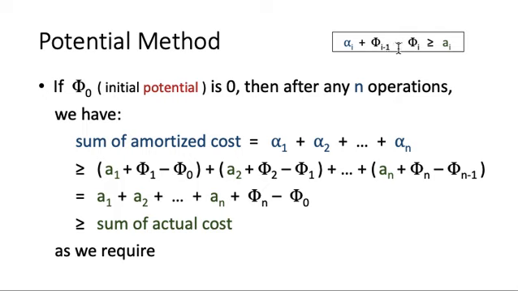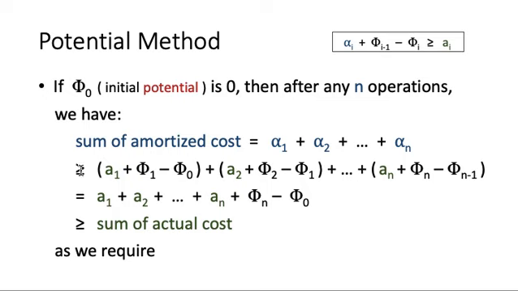Look at this. We have alpha_1 greater than or equal to a_1 plus phi of 1 minus phi of 0. Similarly, alpha_2 is greater than or equal to a_2 plus phi of 2 minus phi of 1, and so on and so forth.